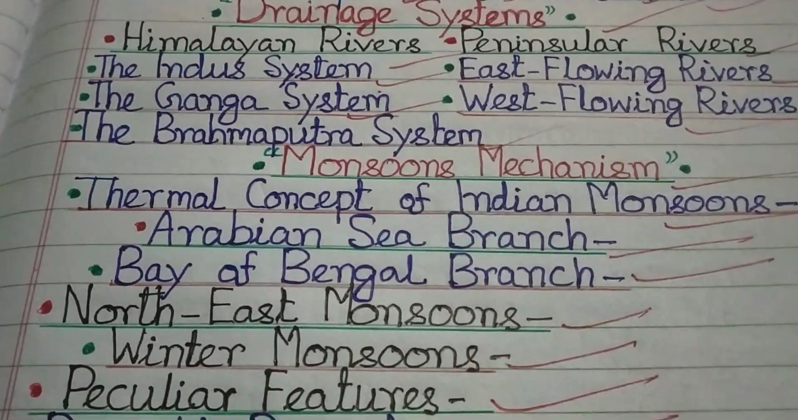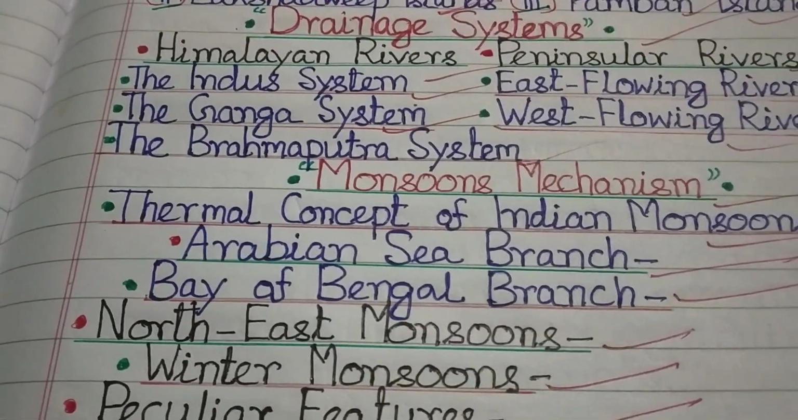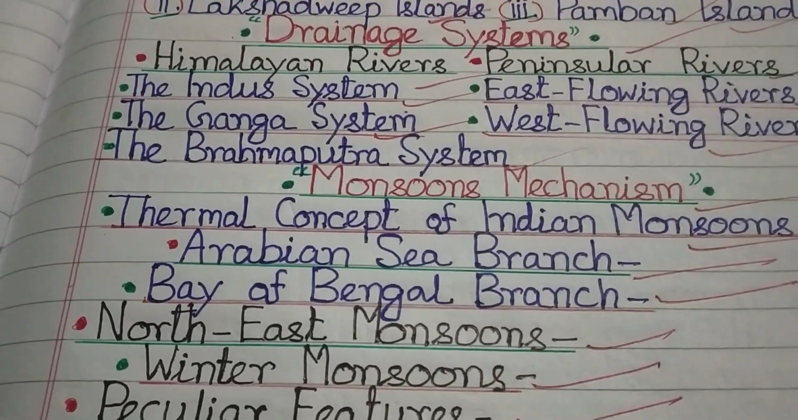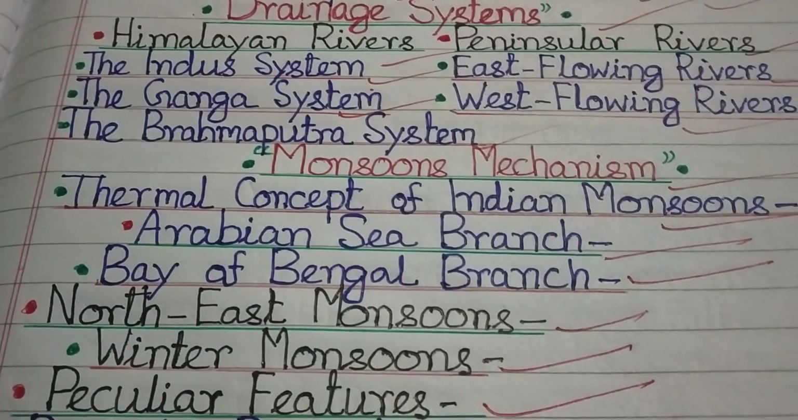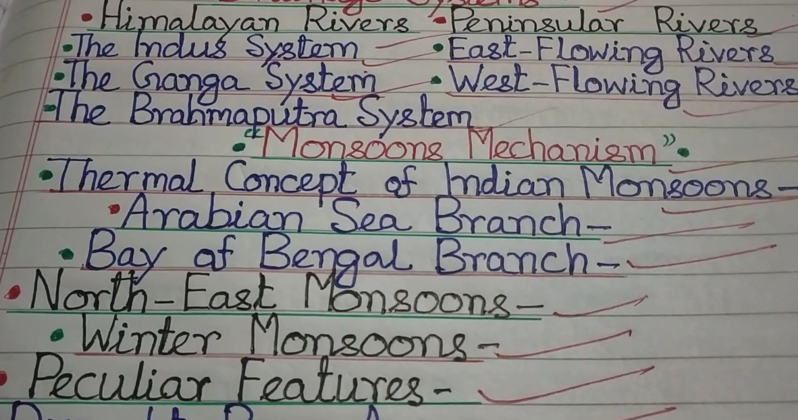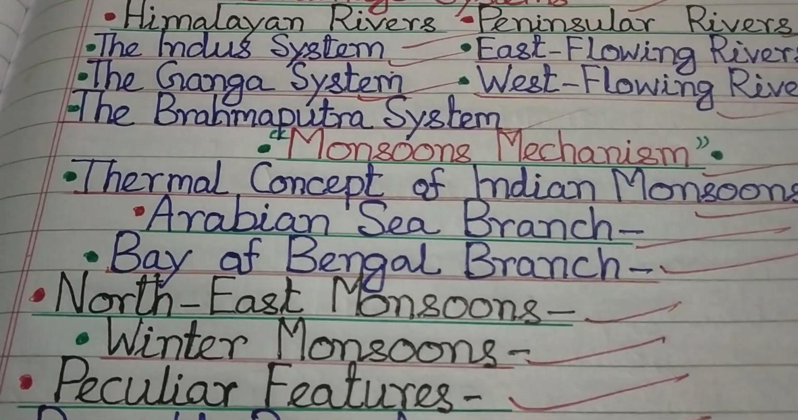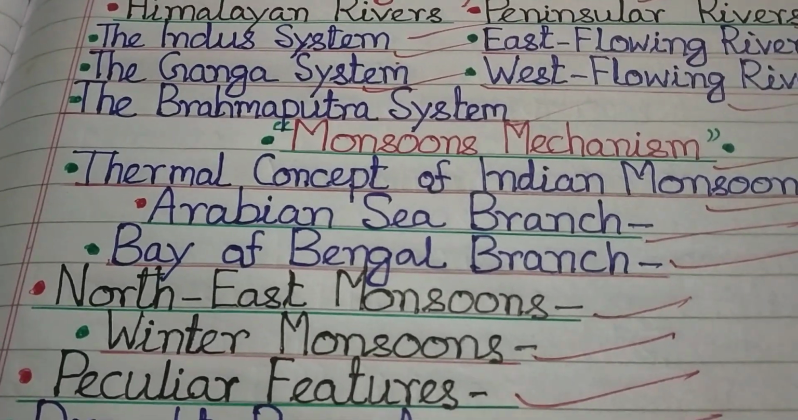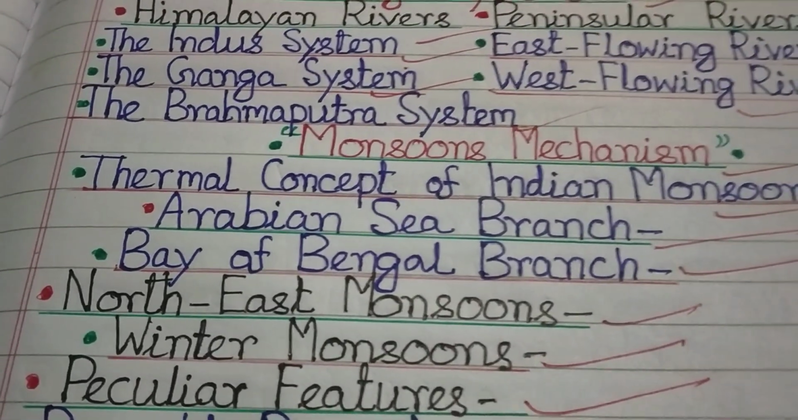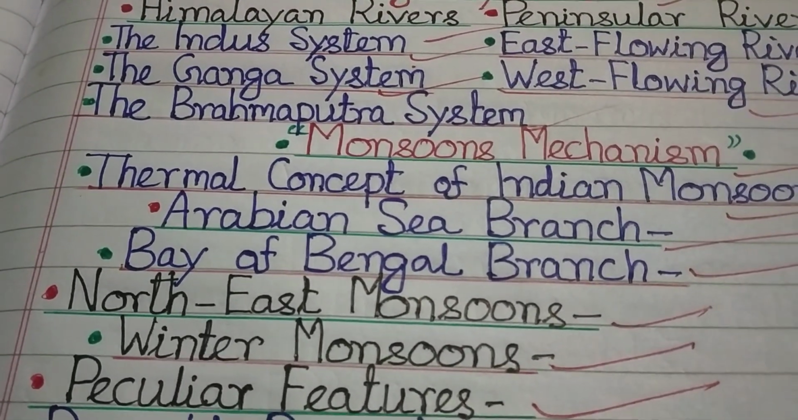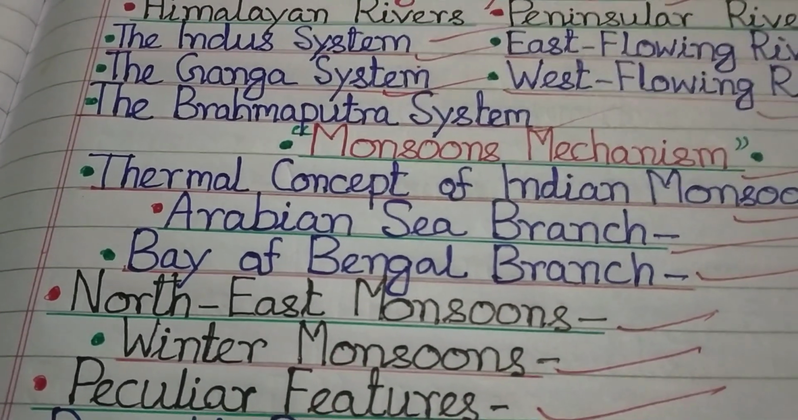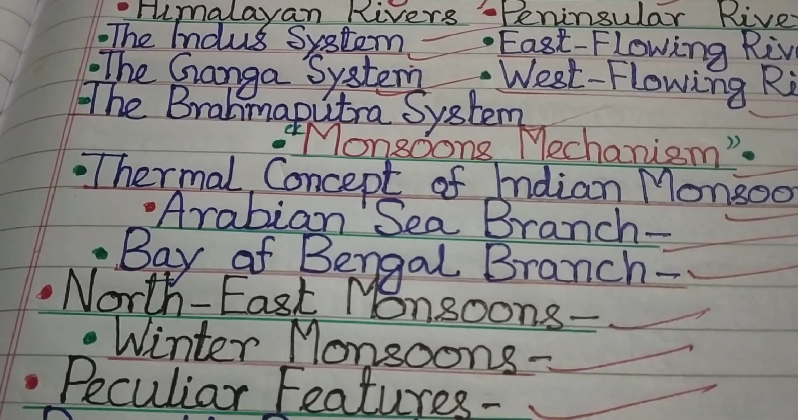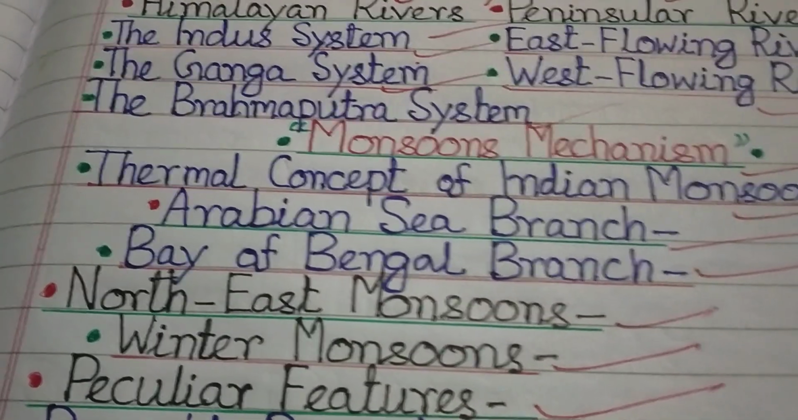The peninsular rivers, on the other hand, are more suited for generation of hydroelectricity. This is especially true of the west-flowing ones. The seasonal nature of these rivers reduces their value as sources of irrigation.